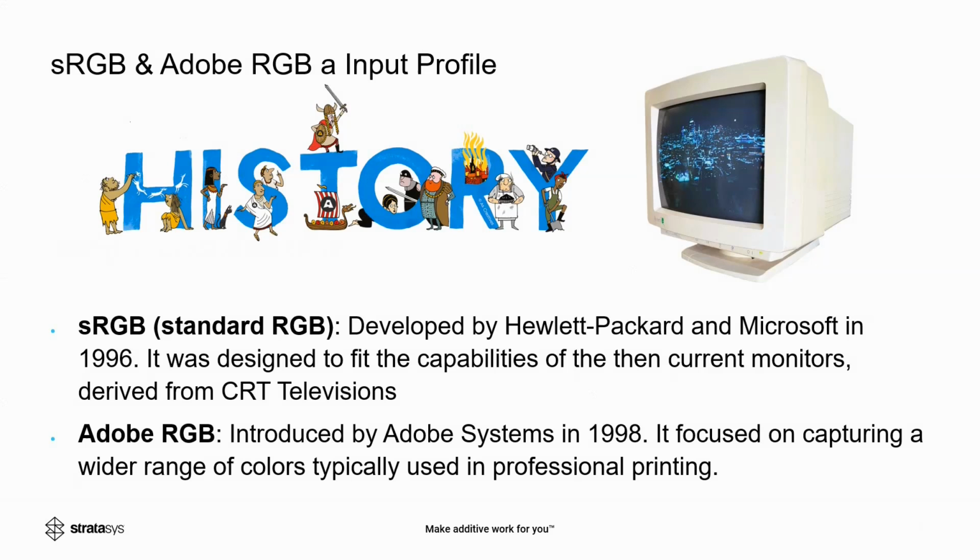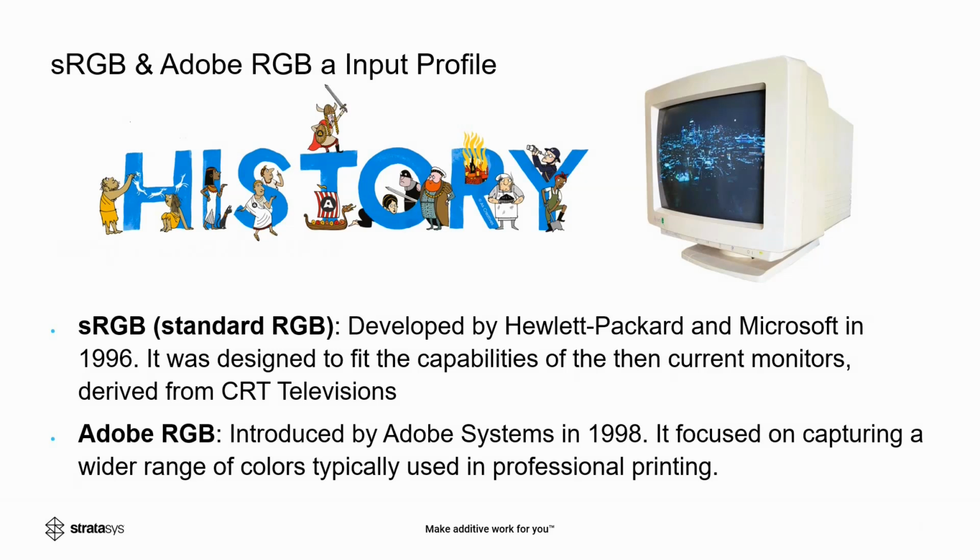In 1996, HP and Microsoft said enough is enough. They created sRGB, a kind of universal language for color. It wasn't perfect, but it ensured a baseline standard for how colors would be displayed on most monitors. It was a game changer for the internet, making sure that those funny cat pictures looked the same everywhere. But the story doesn't end there.